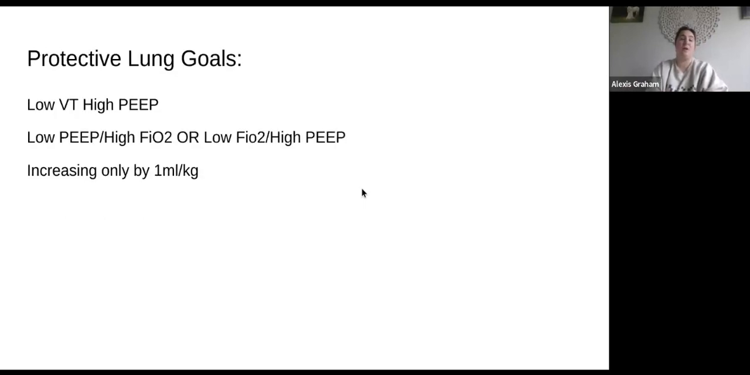Protective lung goals, like I said just a second ago, you want the low tidal volumes and high PEEP. And then for the oxygenation goals, we saw that you will use low PEEP or high FiO2, or vice versa with the low FiO2 and high PEEP. And you want to only increase the tidal volumes by 1 milliliter per kilogram. That way we don't cause barotrauma to the patient or volume trauma.